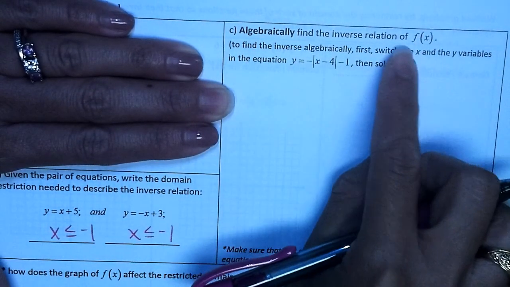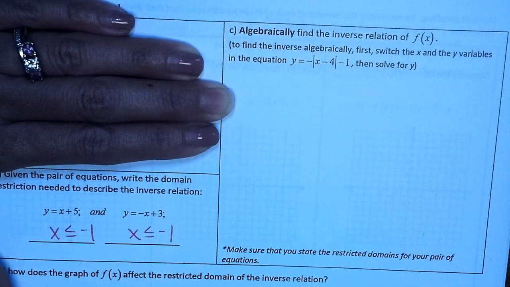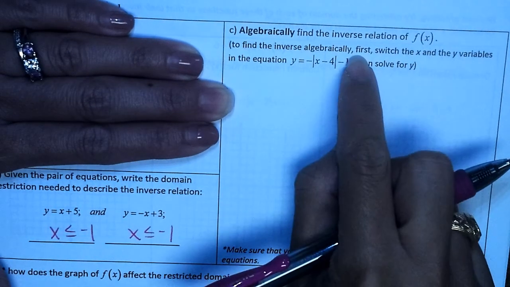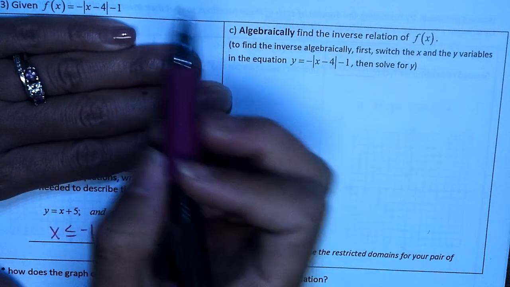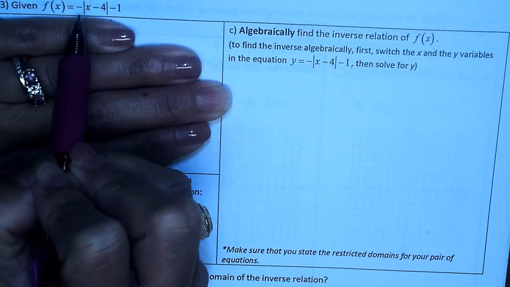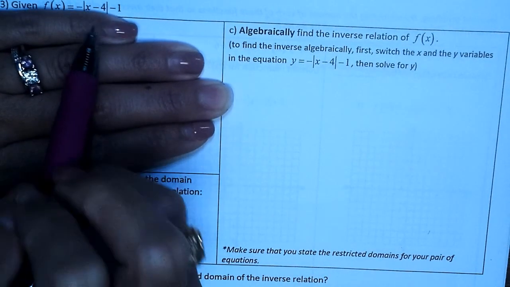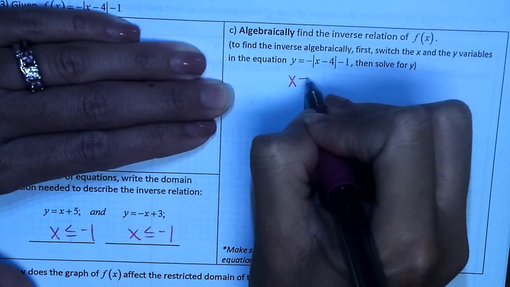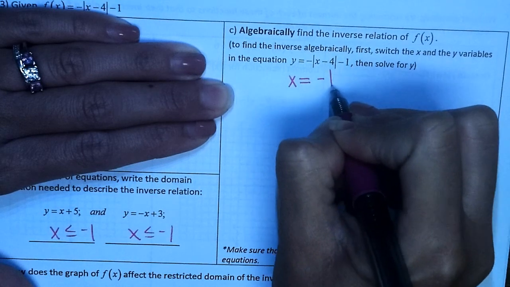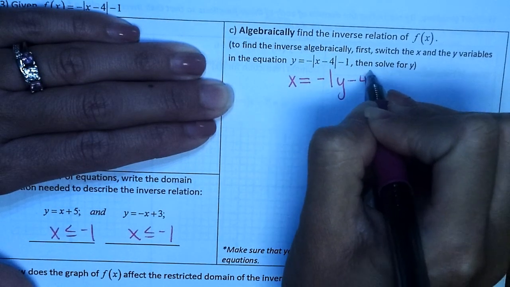Find the inverse of f of x algebraically. To find the inverse algebraically, first, switch the x and the y variables in the equation f of x equals negative absolute value of x minus 4 minus 1. So in other words, instead of putting y equals, go ahead and put x equals negative absolute value of y minus 4 minus 1.